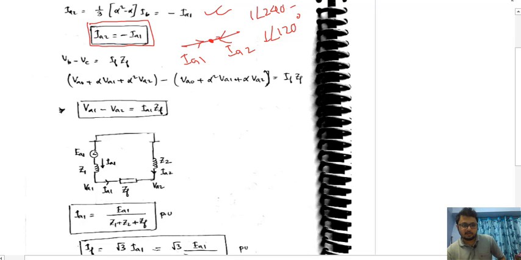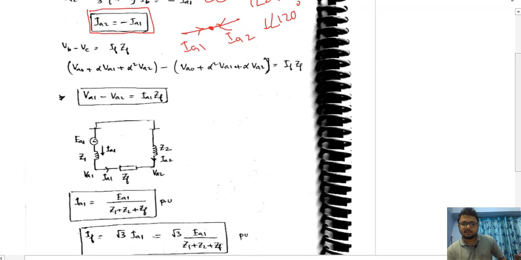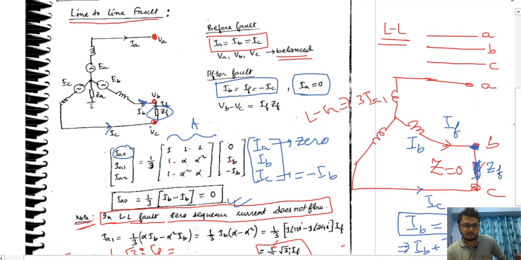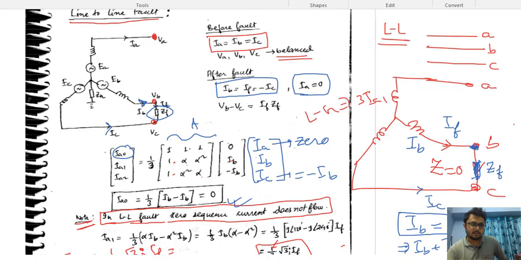Now let us calculate the voltages. We have calculated the currents. Now let us calculate the voltages. Now how much is the voltage? So current is flowing like this. Let me erase this one.